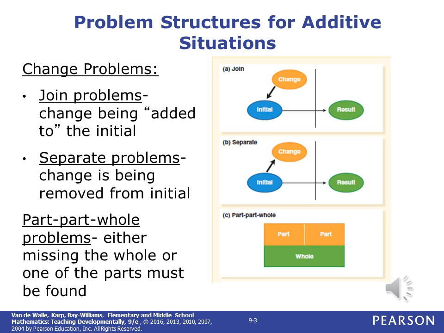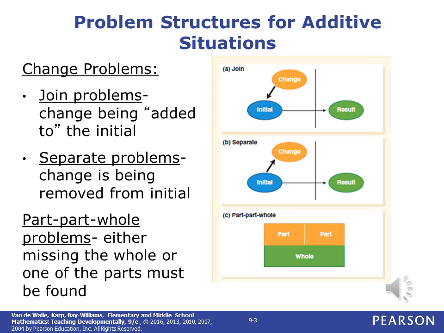With respect to change problems, there's two types: join problems and separate problems, and they're illustrated by the graphics that are on your slide with A and B. Here's an example of a join problem. Molly has 8 pennies and Mike gave her more. She now has 12. How many did Mike give her? This could be modeled by joining 8 to something unknown and being set equal to 12.